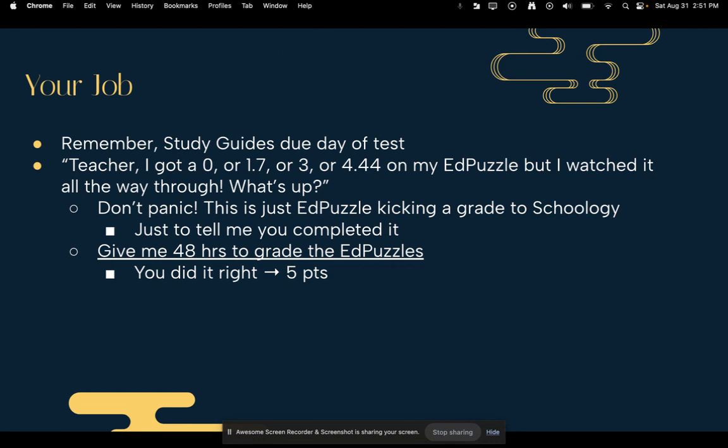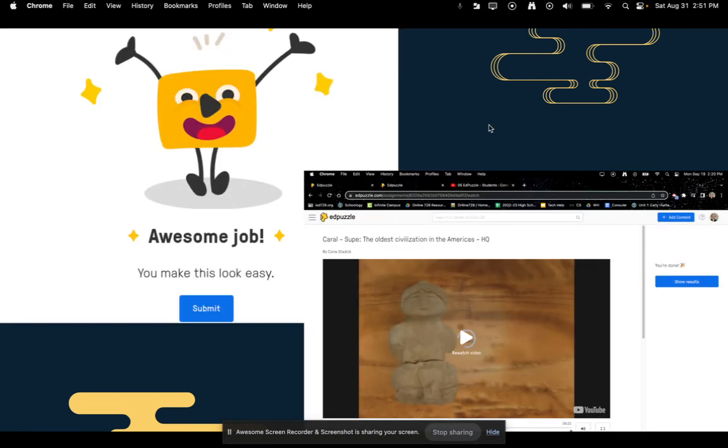That is just Edpuzzle kicking a grade into Schoology. It just tells me that you completed it. That's where I have to go into Edpuzzle and grade it myself. Give me about 48 hours to grade the Edpuzzles. And if you did the Edpuzzle all correctly, you will get 5 points. Also, make sure that you are watching the Edpuzzle all the way to the end. You might get an icon like this, or you might get an icon like this.